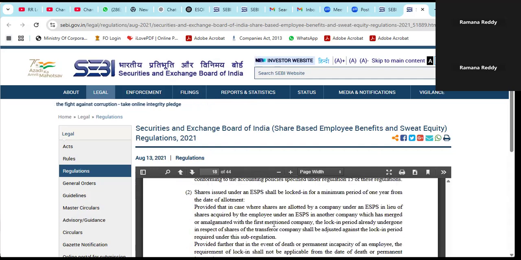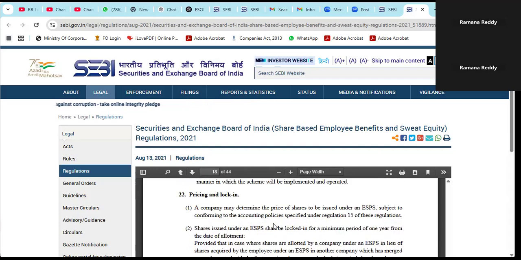And we will talk about pricing and lock-in. Company may determine the price of the shares to be issued under the employee stock purchase scheme, subject to conforming to the accounting policies. Accounting policies are discussed in Regulation 15 of these regulations. Shares issued under the employee stock purchase scheme shall be locked in. In this case, it is mandatory. In the earlier case, employee stock options, I told you lock-in is not mandatory. But here lock-in is mandatory. Minimum period of 1 year from the date of allotment.